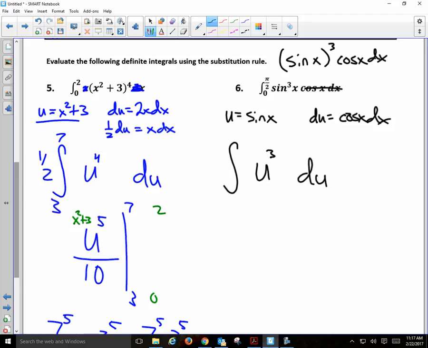What is the sine of 0? 0. What's the sine of pi over 2? 1. Antiderivative: u to the third becomes u to the fourth over 4. Evaluate at 1 and at 0. So I got 1/4.